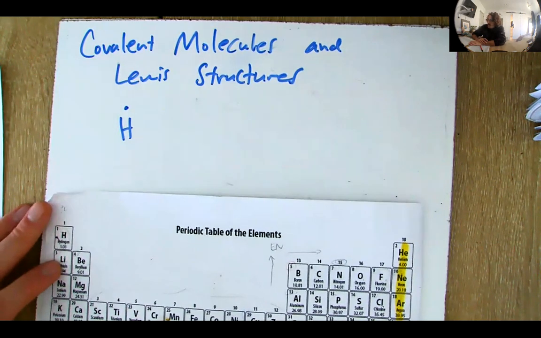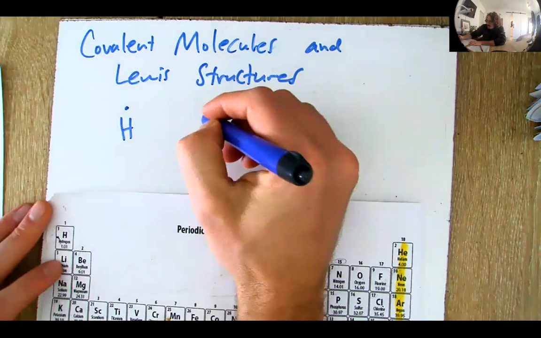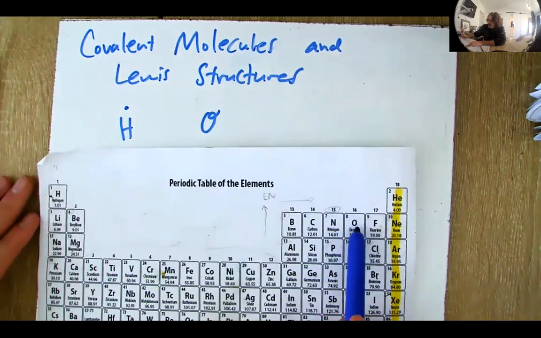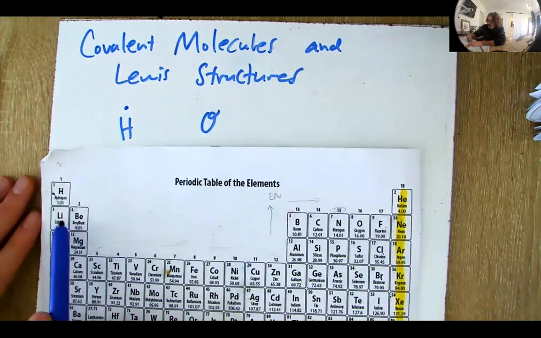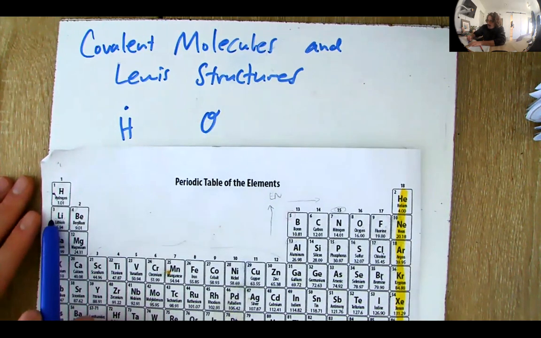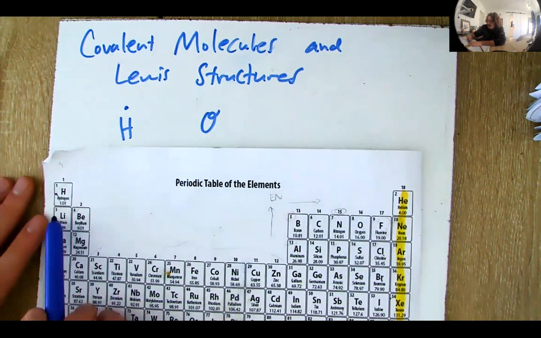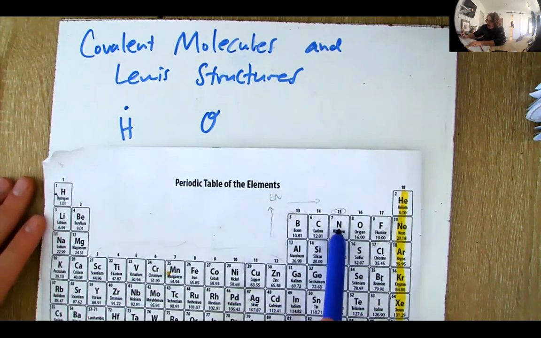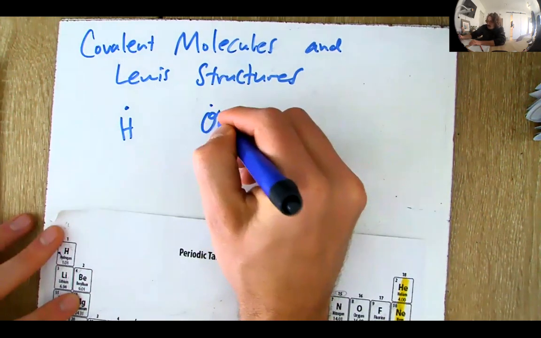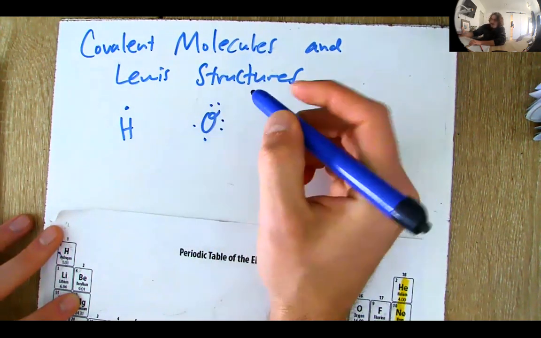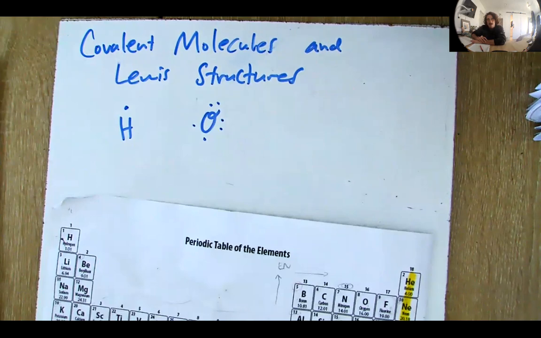Now, if we have another element like oxygen, we need to find oxygen, and we see that it's on the second row, and we count over from the second row to oxygen and stop at oxygen, and that's how many dots it gets. So 1, 2, 3, 4, 5, 6. And that would be the Lewis structure for oxygen.